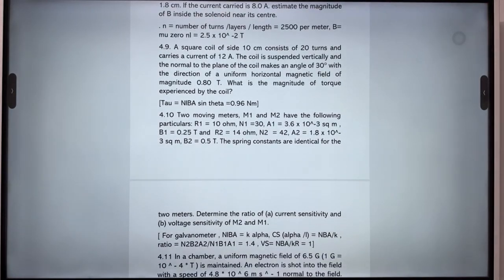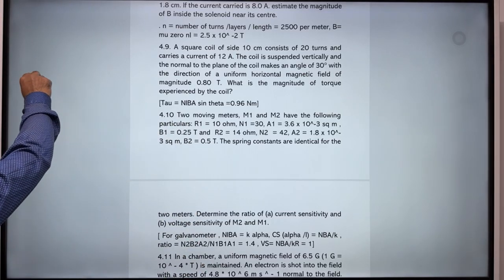Now, question number 9. A square coil of side 10 centimeter consists of 20 turns and carries a current of 12 ampere. The coil is suspended vertically and the normal to the plane of the coil makes an angle of 30 degree with the direction of uniform horizontal magnetic field of magnitude 0.8 Tesla. What is the magnitude of torque experienced by the coil?